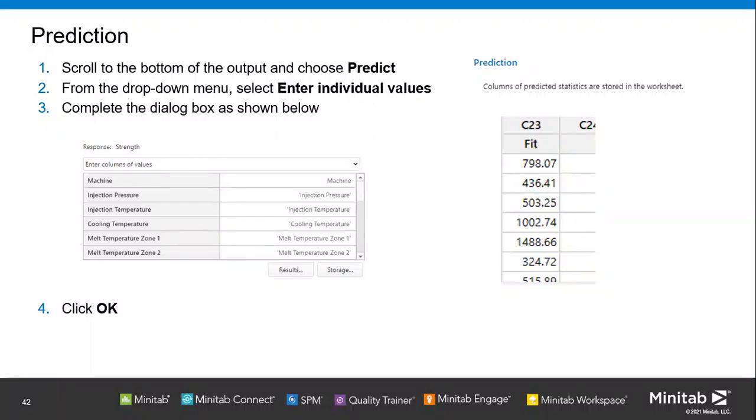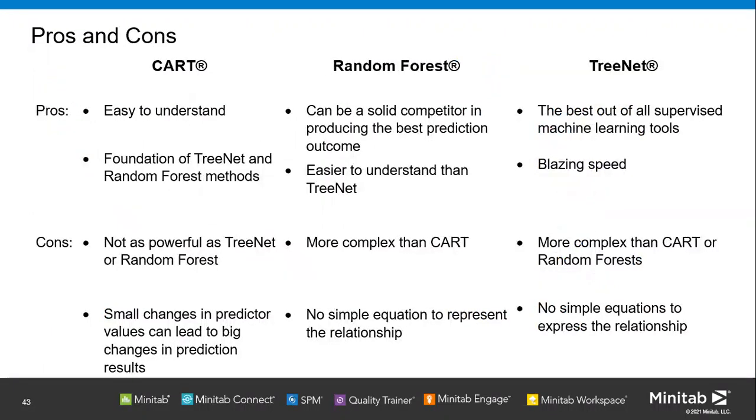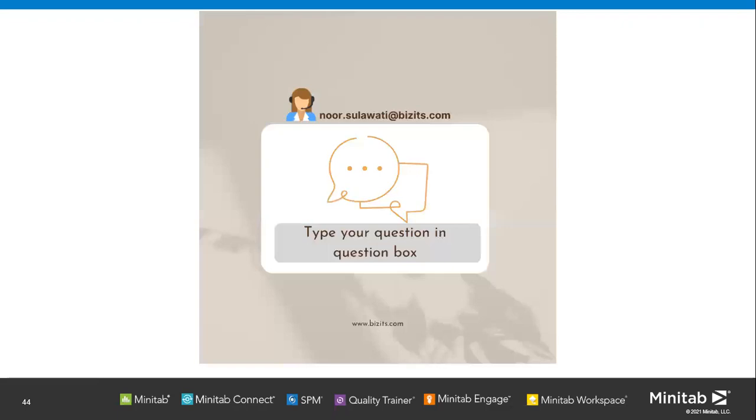Okay, so I think this is the pros and cons for CART, random forest, and TreeNet. This kind of criteria information maybe will help you choose which one is the best. But if you ask me, I will suggest you start with CART to identify your groups first, and after that you can go for the advanced models like random forest and then TreeNet. So if you have a question, drop it in the chat box.